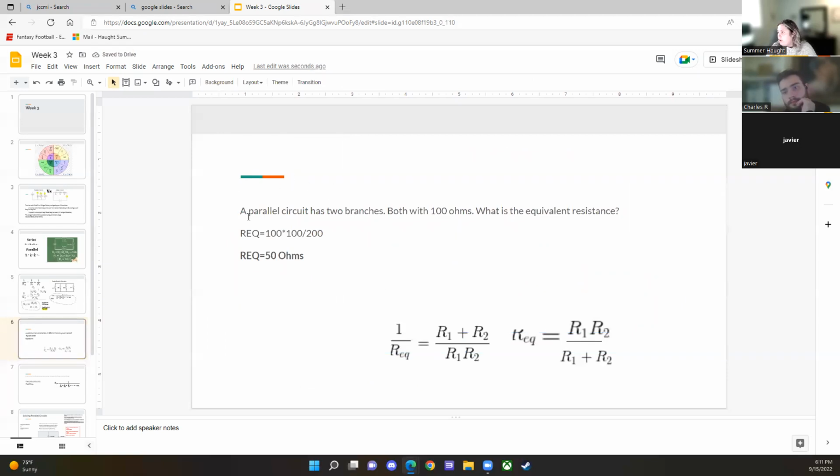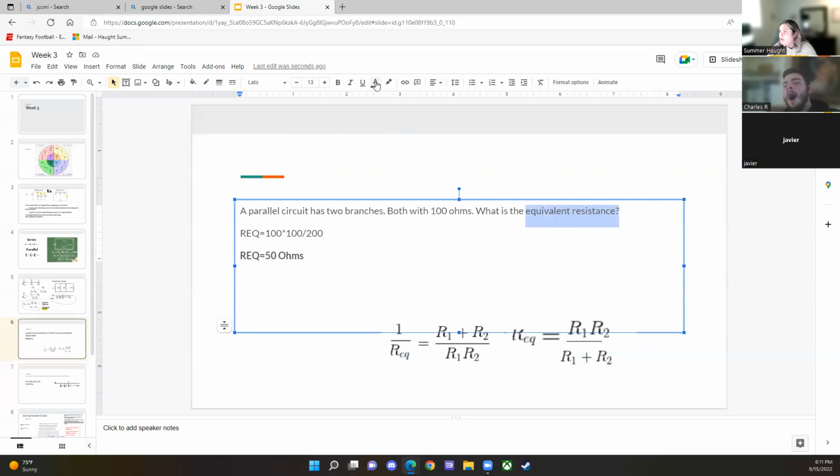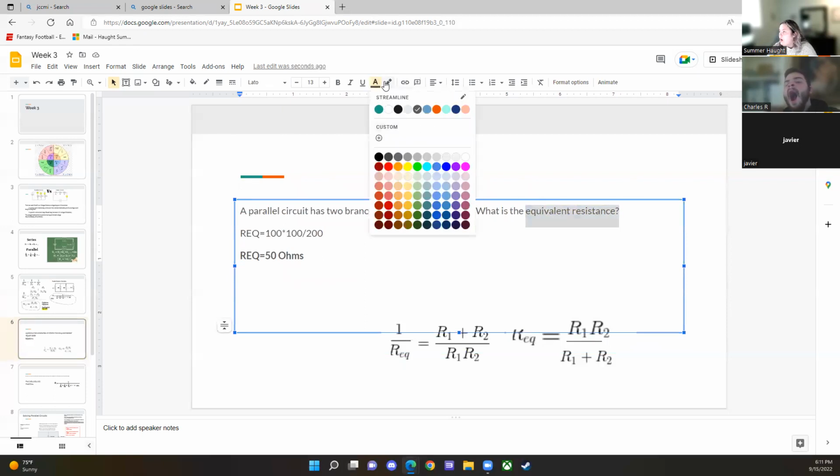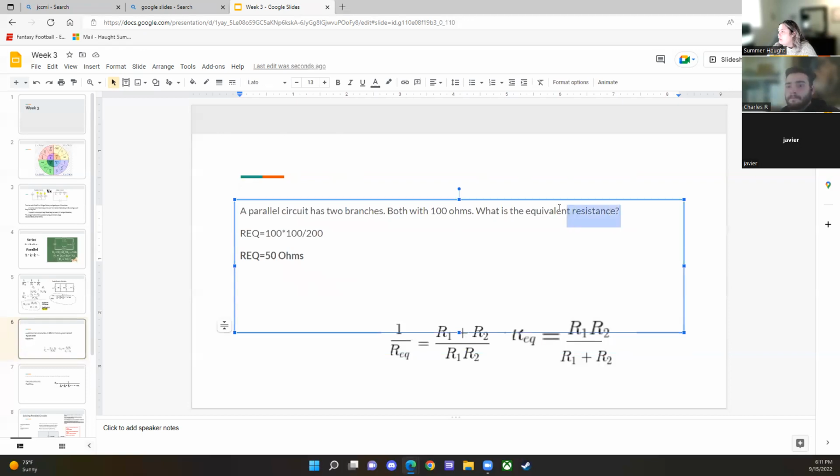But for now, this is an exact problem that you would get on your quiz this week, just with different numbers. In this example, we have a parallel circuit with two branches, both with 100 ohms. What is the equivalent resistance? Again, equivalent resistance here is the same thing as saying total resistance. So I'm just going to underline that in parentheses here, total resistance. We know here that we have a parallel circuit because it tells us, and we have two branches, both with 100 ohms. Since it says ohms, we know they're talking about resistance.